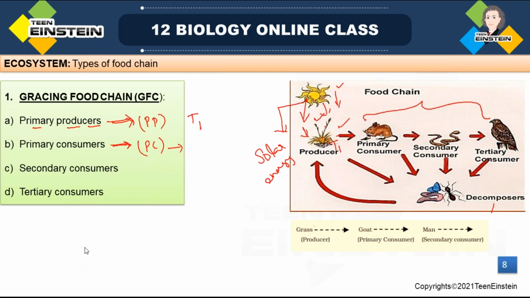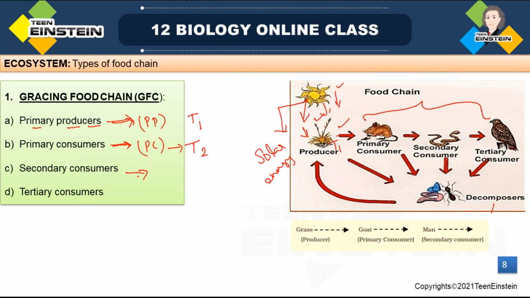Here, primary consumers are the animals feeding on green plants or plant products. So they constitute the second trophic level, or T2. This is the first trophic level, and this is the second trophic level. Primary consumers come in the second trophic level, and T1, the first trophic level, are the primary producers.